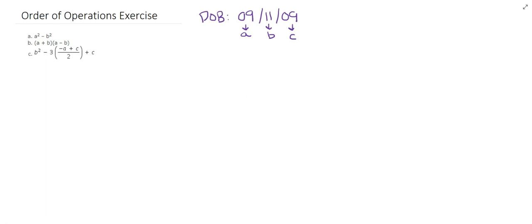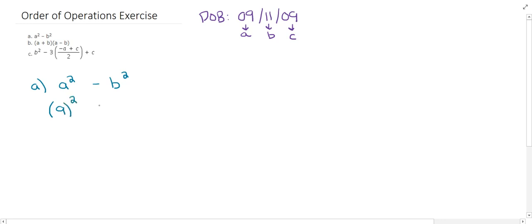So let's go ahead and start with our first problem here, A. We have A squared minus B squared. So here what we're going to do is we are going to plug the A in first, the 09, so we can just use a 9 there. For the A, I'm going to put that in parentheses, and I'm going to put the B, 11, also in parentheses. Now, let's take a sidebar here and talk about order of operations.